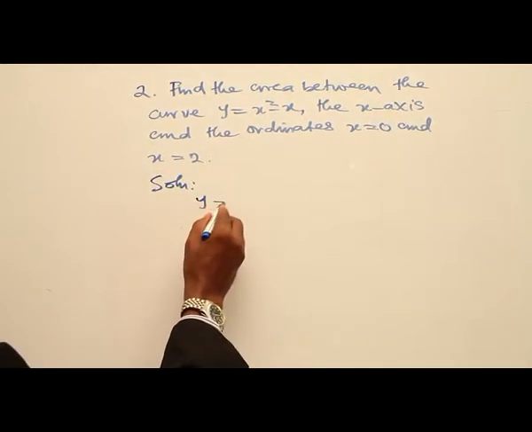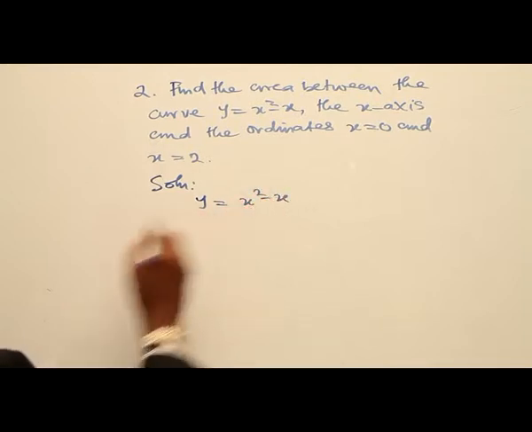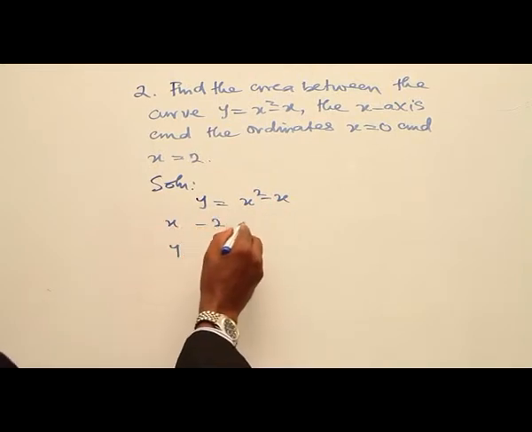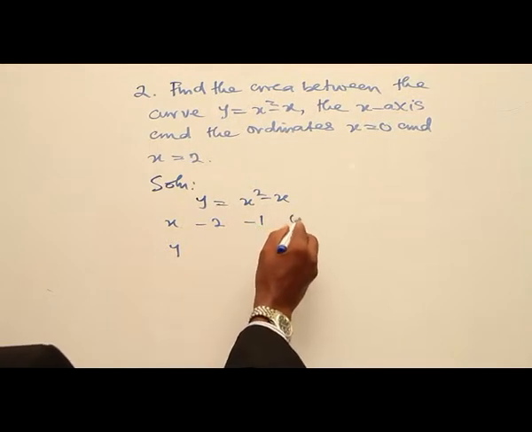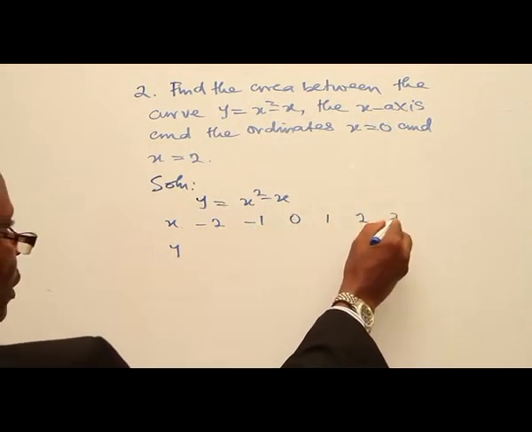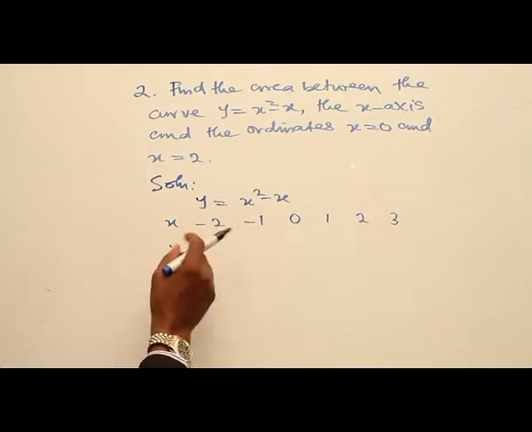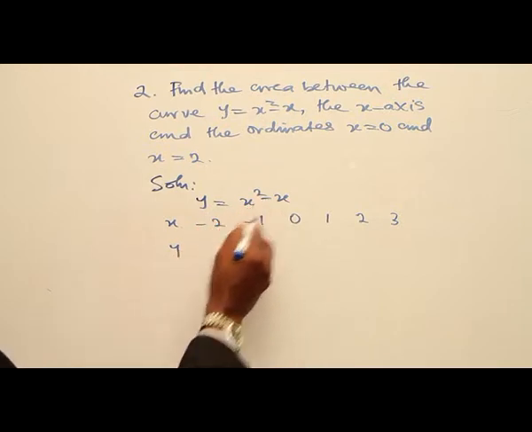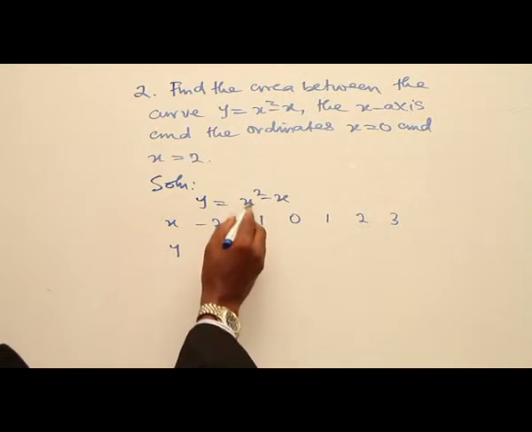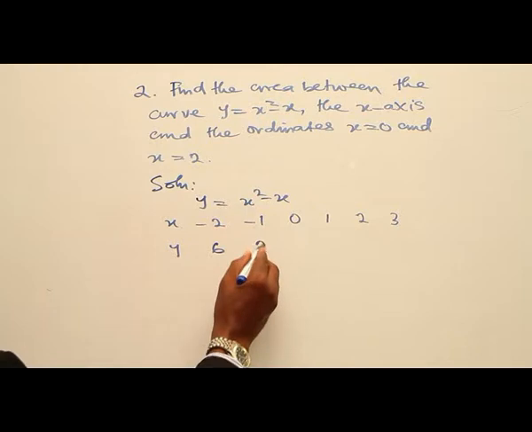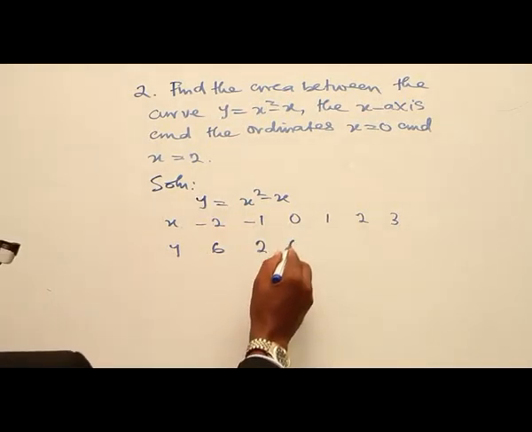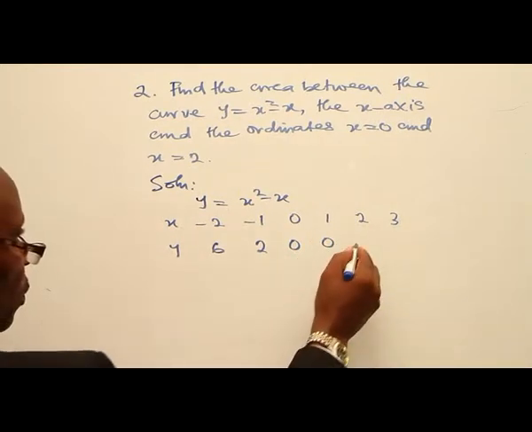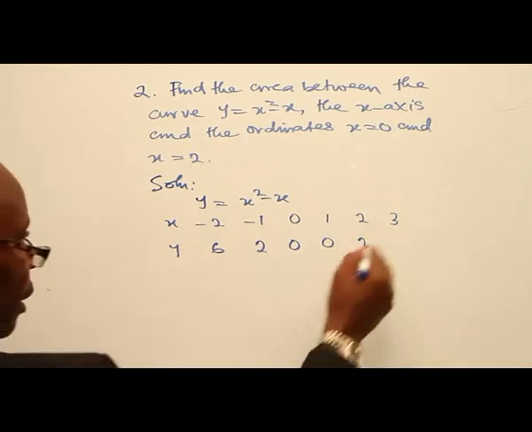So we prepare a table of values, x and y. Let's start from x equal to minus 2, x equal to minus 1, x equal to 0. We take 1, we take 2, we take 3. There are other ways of sketching the curve, but let's do this. When x is minus 2, you substitute the value and your y will be 6. When it is minus 1, this is 1 minus minus 1, which will give you 2. When x is 0, y is 0, when x is 1, y is 0, and when x is 2, 4 minus 2 is 2, and when x is 3, 9 minus 3 is 6.